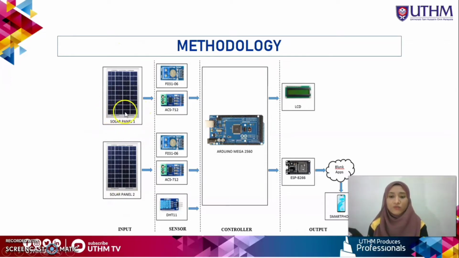So for the methodology of this project, we are going to use two solar panels as an input, and then we are using a voltage sensor to detect the voltage from the solar panels and a current sensor to detect the current from the solar panels. The sensors will send the data to the controller. The controller will send the output to the LCD and the ESP8266 Wi-Fi module, and then the Wi-Fi module will send the data to the Blynk application, which is Blynk IoT, and then the result will display on the smartphone.